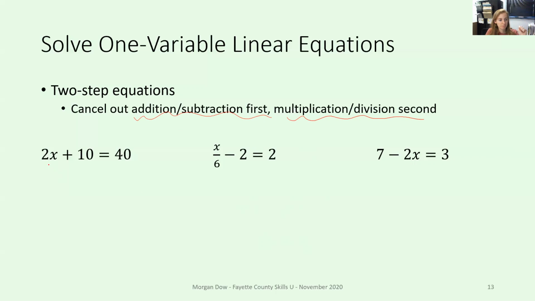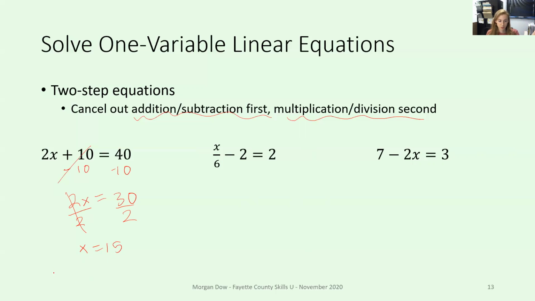So let's look at the first example. 2x plus 10 equals 40. So I see multiplication and I see addition. So I want to cancel out that plus 10 first. So I'm going to subtract 10 from both sides. Those will cancel, and I'll be left with 2x equals 30. Okay, so now all I have left here is multiplication that I need to get rid of. How do you cancel out multiplication? With division. So I'm going to divide by 2. And so I'm left with x equals 15.